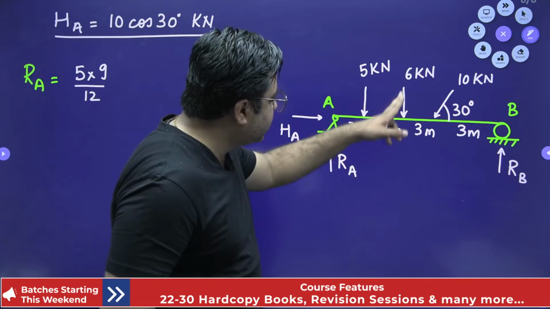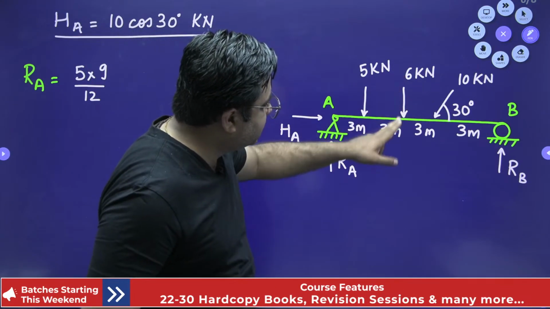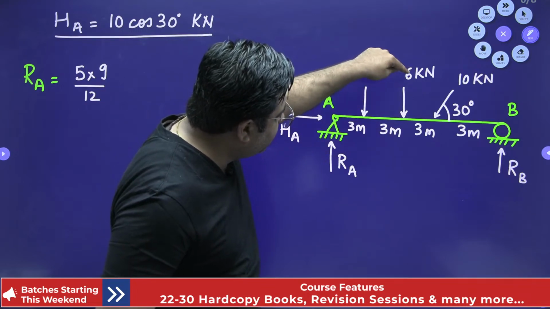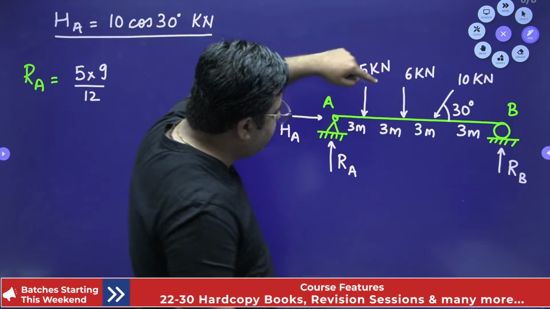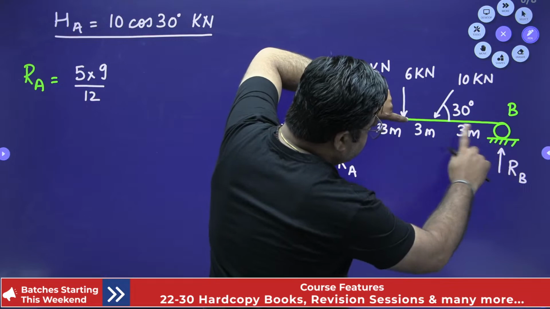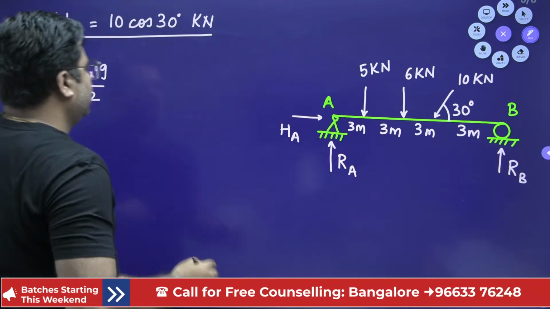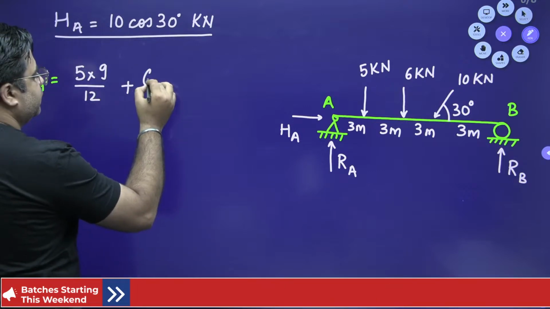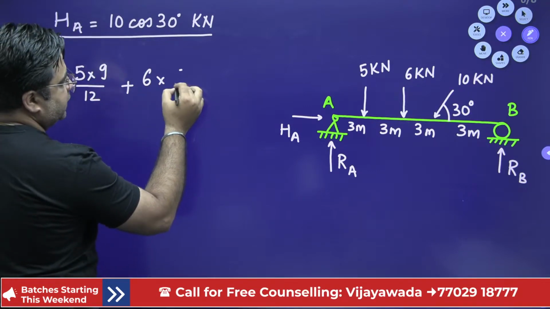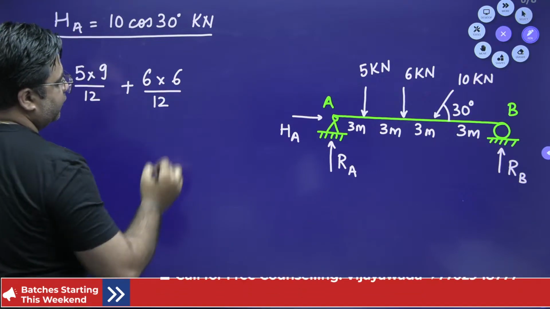Okay. Now look into the second load, 6 kilonewton. For this 6 kilonewton load, the component of the 6 kilonewton load on Ra will be 6 into this distance, that is 3 plus 3, divided by the total length, 12. So plus 6 into 6 divided by 12.